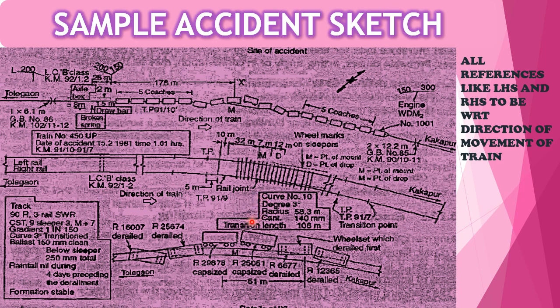These are the curve details where it derailed. This is showing the position of wagons which are capsized, overturned sideways, and this length, how much length is undergoing, etc. Then these are the track particulars with regard to the section of rail, type of sleepers, gradient, maximum rolling gradient, curvature, ballast cushion below sleepers, total rainfall during 4 days preceding the derailment, and condition of formation has been mentioned as stable.